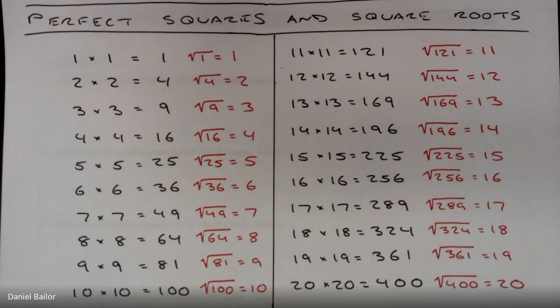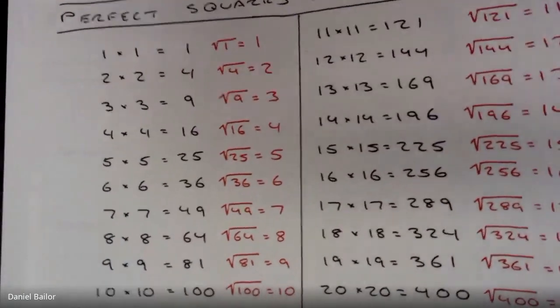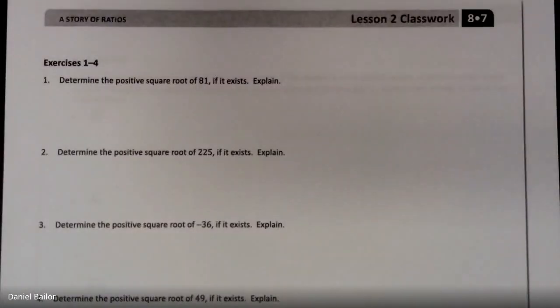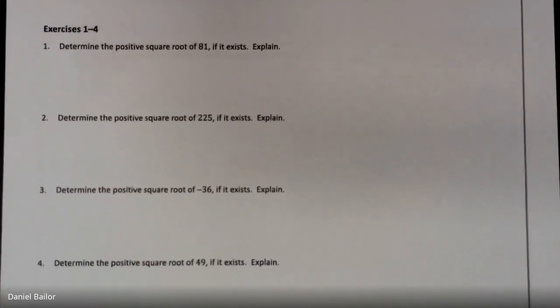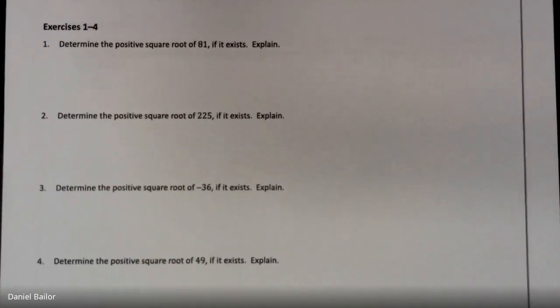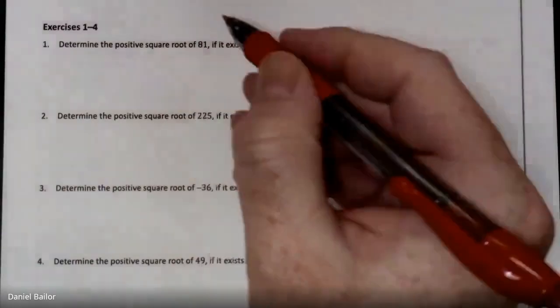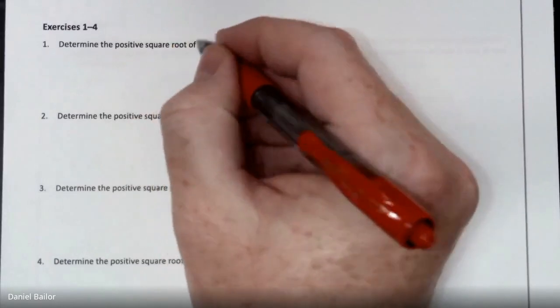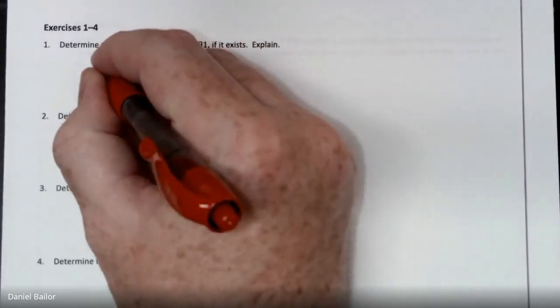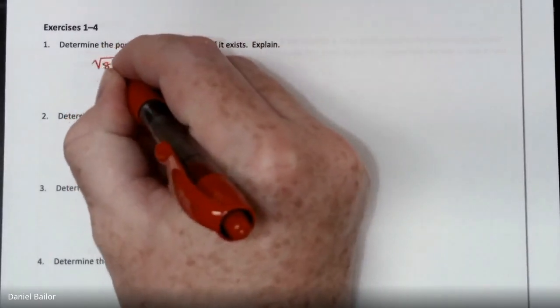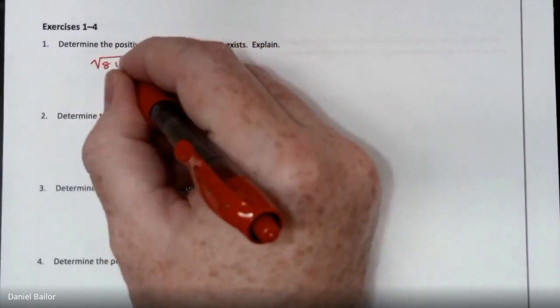Okay, hopefully you unpause the video and you're ready to get to work using this chart. So I'm going to keep the chart right next to me as we're working on exercises 1 through 4. So determine the positive square root of 81 if it exists. So it wants to know the positive square root. So we need to say radical 81. So practice writing the radical of 81.